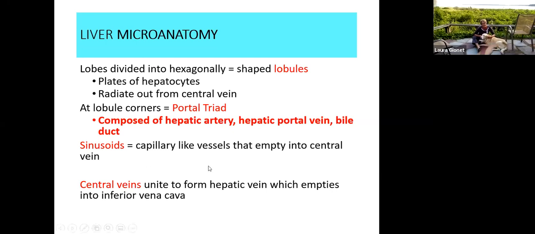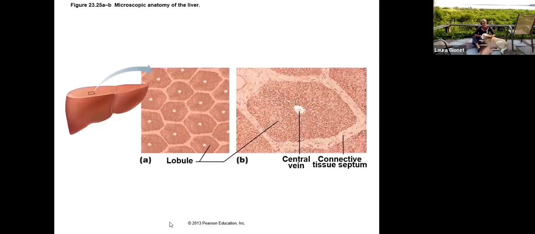The sinusoids are capillary-like vessels that empty into the central vein. They have hepatocytes, and what are called Kupffer cells dispersed through there, but mostly hepatocytes. Remember, a capillary is composed of simple squamous epithelium. We call these capillary-like because blood is passing through there, but they're not lined with simple squamous epithelium. They are lined by hepatocytes. And then the central veins in the centers of these all unite to form the hepatic vein, which empties into the inferior vena cava.